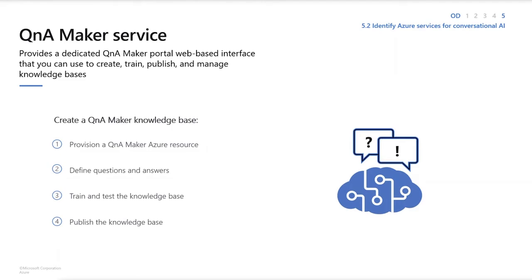So what you would do is create a Q&A Azure resource, and then you can upload frequently asked questions. You can write out your own, but essentially you're going to have questions and then the way that you want the bot to answer. Then you're able to train and test that knowledge base. And then once you're done, you're able to publish it.